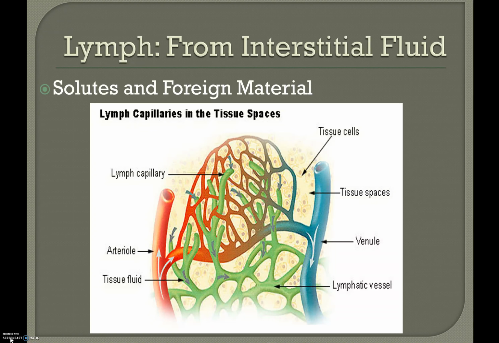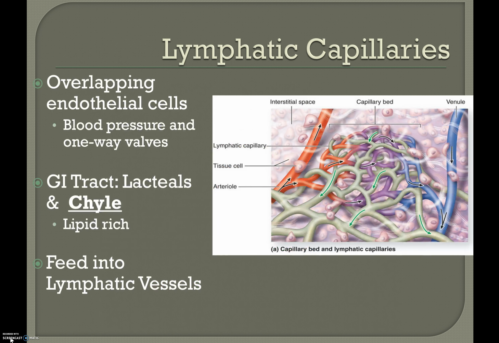In this diagram, we are looking at blood capillaries, but we also see some lymphatic capillaries, which are actually slightly thicker than blood capillaries. The diameter of these lymphatic capillaries is larger than that of blood capillaries. Now, lymphatic capillaries are made up of overlapping endothelial cells. By overlapping, we mean these cells look like fish scales.